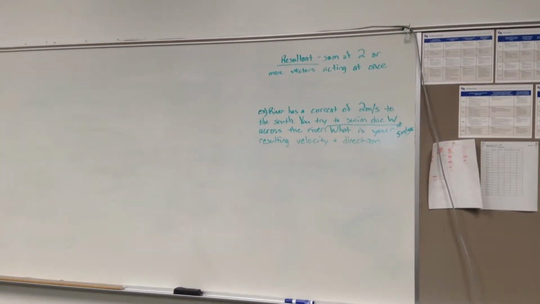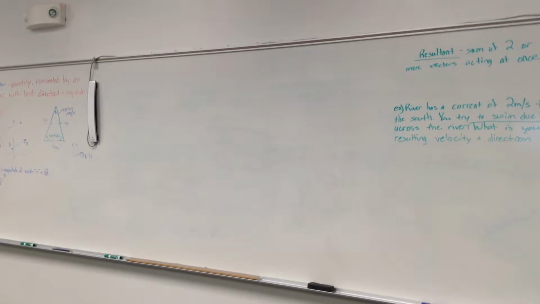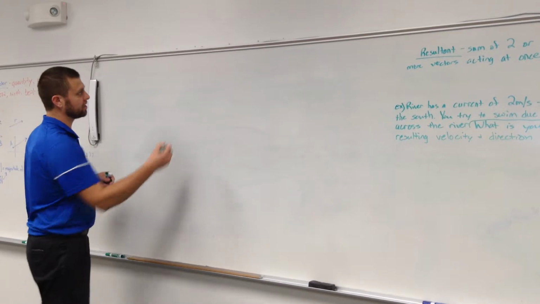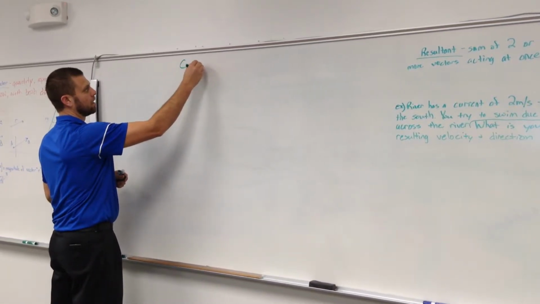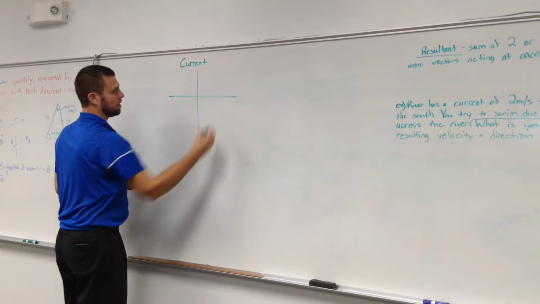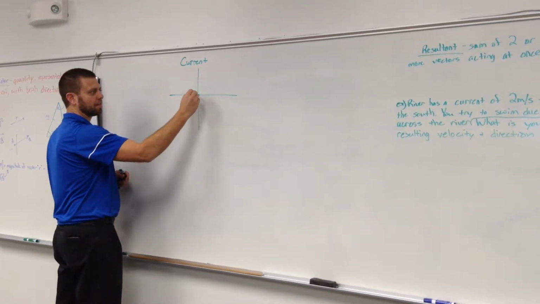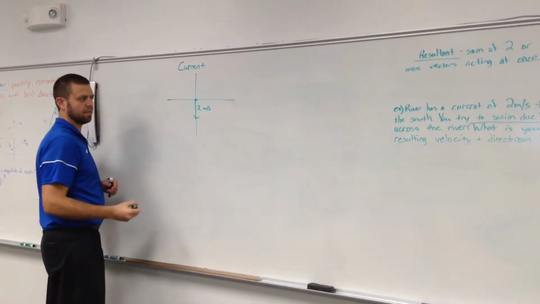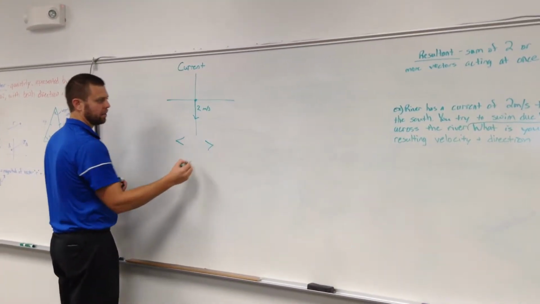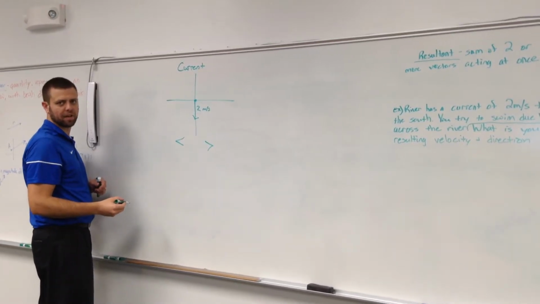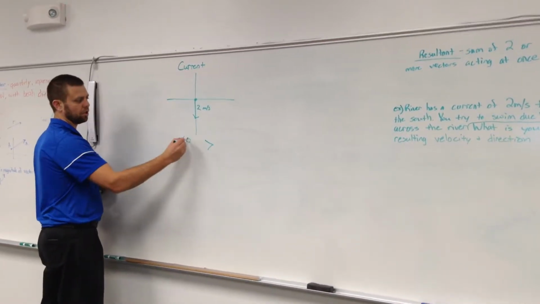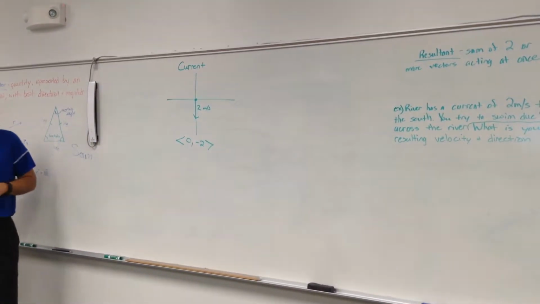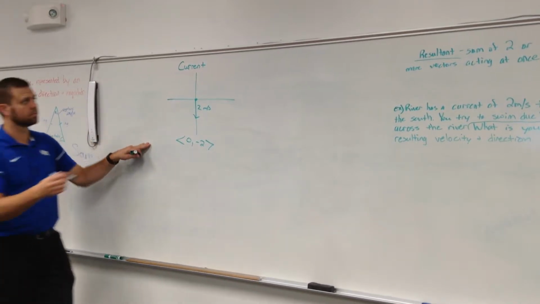One is by simply adding two vectors together. We're going to draw a vector that represents the current. A vector that represents the current would be a vector that looks something like this. 2 meters per second. And I could write that as an ordered pair. What are the horizontal and vertical components of that vector? 0, negative 2. Yep, because it's 2 meters per second. So this is what the current is doing.